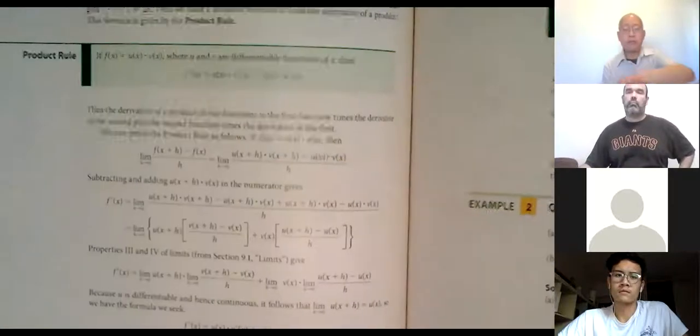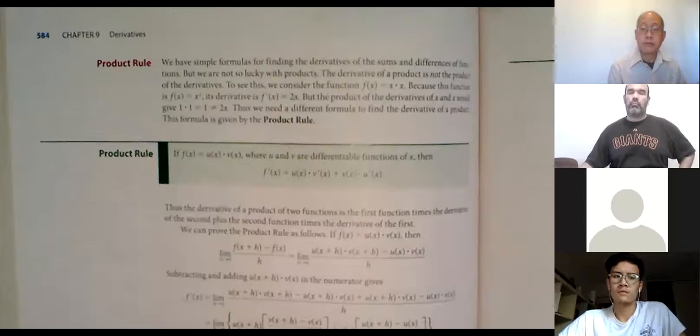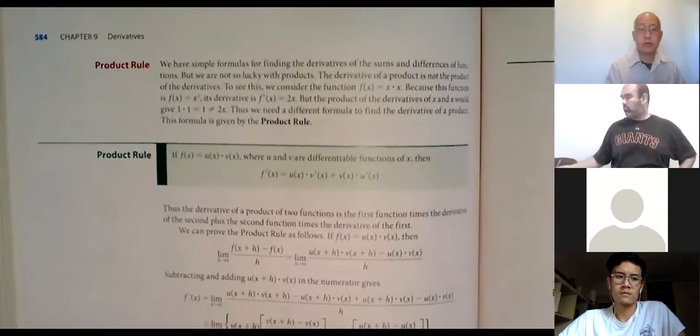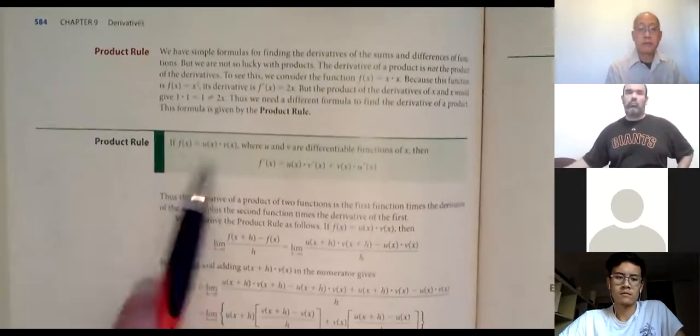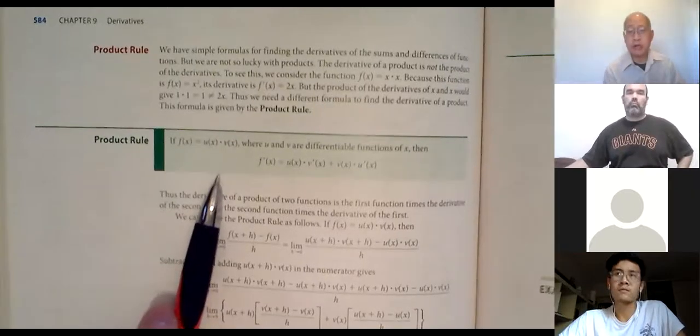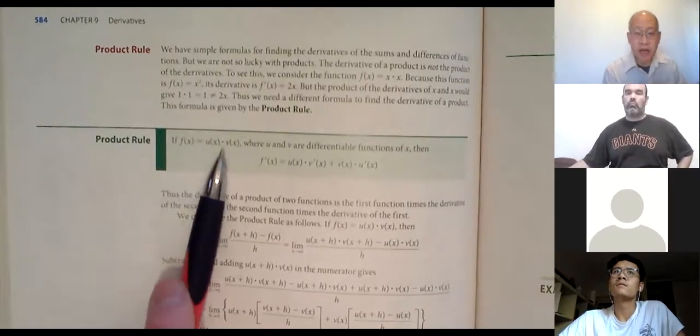So how does it work? I'll just state it without proof. We won't prove it in this course. It is provable. If you take a calculus course, they might prove it to you. On page 584, here is the product rule. If you want to put it on your cheat sheet, you may. If f of x is equal to u of x times v of x, it's a product.